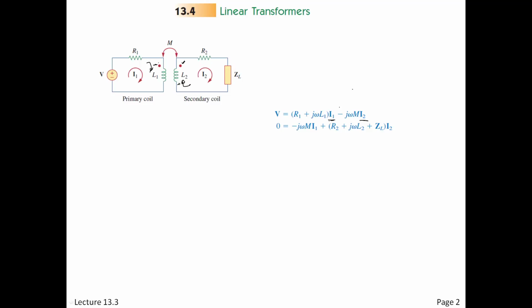This was true in the first equation, but here it is again. And then R2 plus j omega L2 plus whatever the current is across the load. So those are all positive because they're all in the same direction of I2. This is negative because the two currents oppose each other.